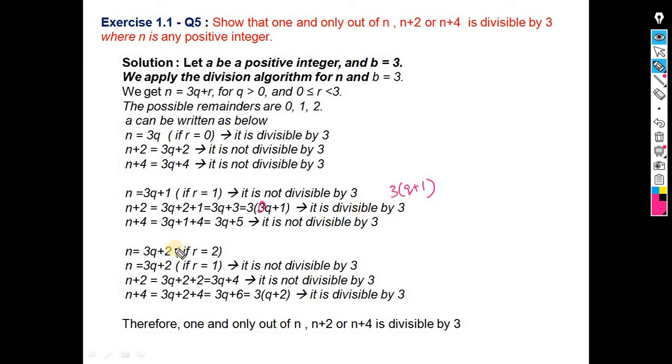So 3 into q plus 1, where it will be divisible by 3. And the next one, when you write n plus 4, that is 3q plus 1 plus 4, that means 3q plus 5, and it is not divisible by 3. So in this case, this value n plus 2 is divisible by 3.